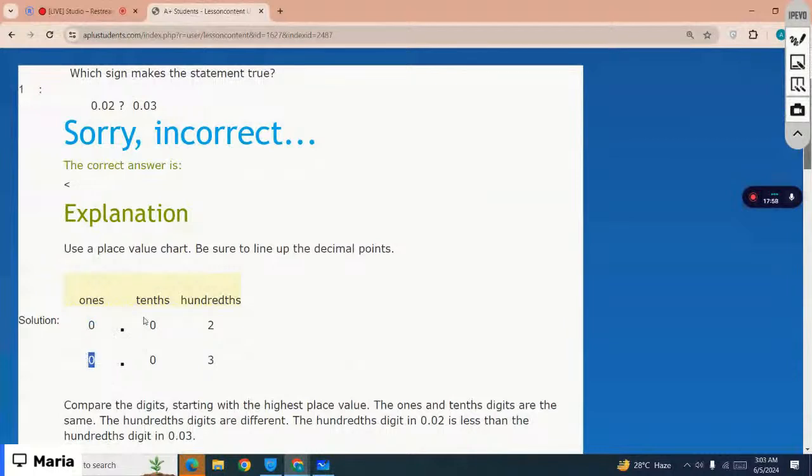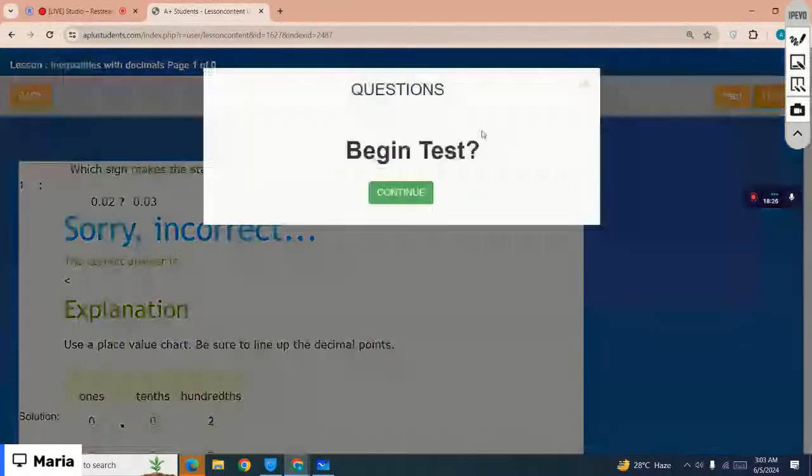Then you have to look at the digit that is at the 10th position. So again, the 10th position is 0. Now you have to look at the 100th position. You have 2 and 3. So obviously 3 is greater than 2. That means 0.02 is less than 0.03. The correct option is less, it is, right? Let's just start with the test questions.